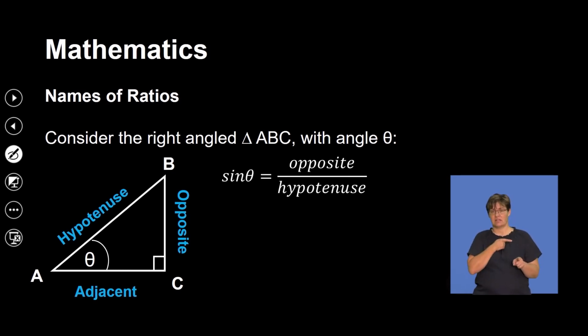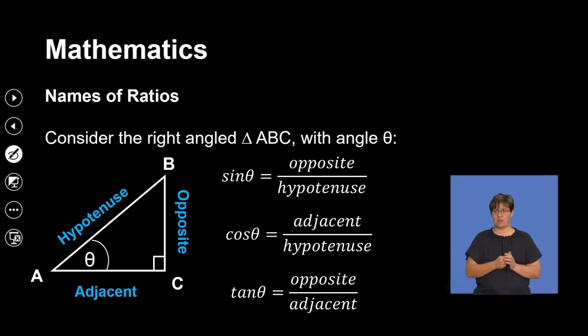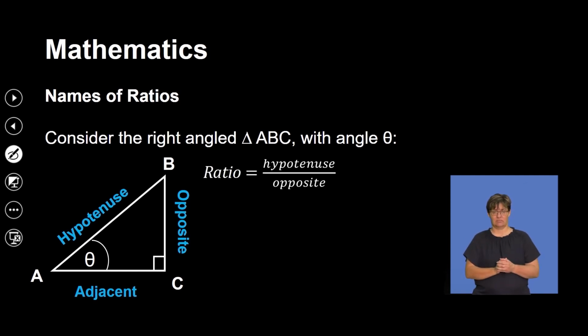Now, consider the right angle with angle theta. If I say my sine, that's my summary. My cos of theta will be adjacent over hypotenuse. My tangent of theta will be opposite over adjacent. So that's just a quick summary of what we've spoken about.